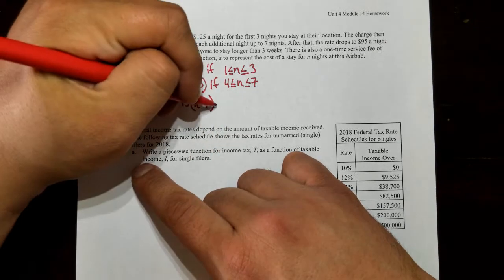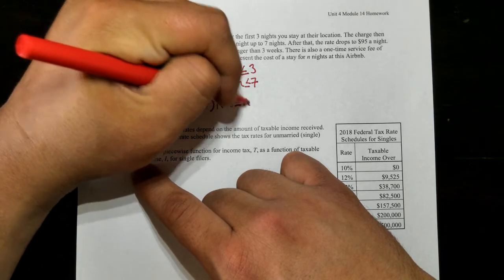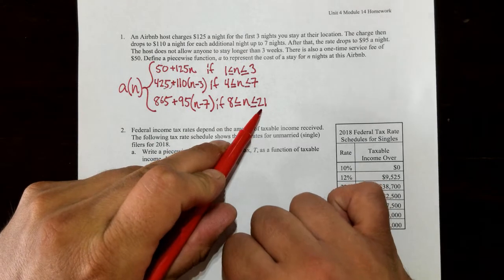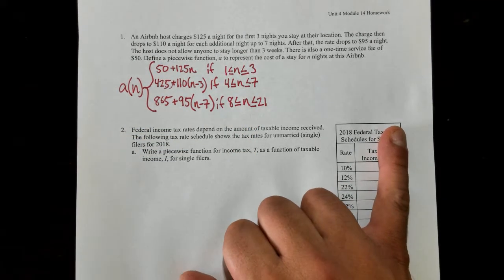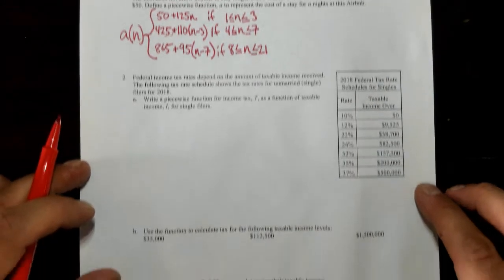So this applies if n is greater than or equal to 8 and less than or equal to 21. The reason we have 21 is because the host does not allow them to stay longer than 3 weeks. So that is number 1. Let's go on to number 2.